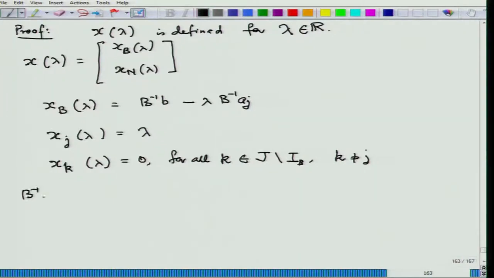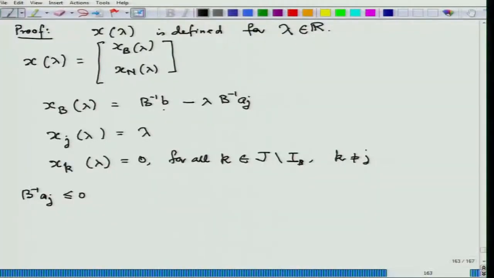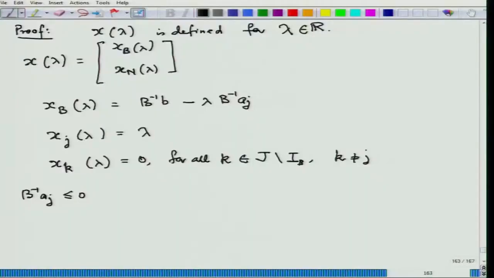Now, b inverse a j I have assumed to be less than or equal to 0. So, this is negative and there is a negative sign, which makes it positive. Now, b inverse b is the value at the current basis. If b is a feasible basis, then b inverse b is greater than or equal to 0 by the very definition, which is nothing but the x b of the BFS associated with this basis b.